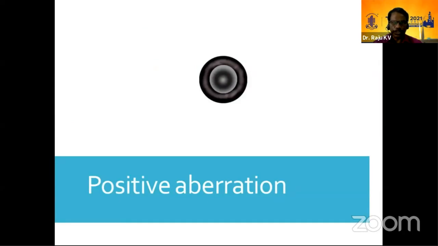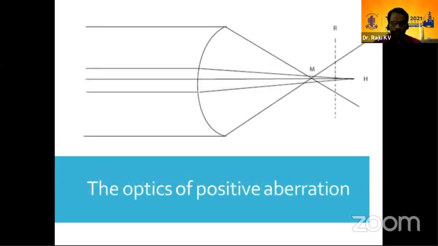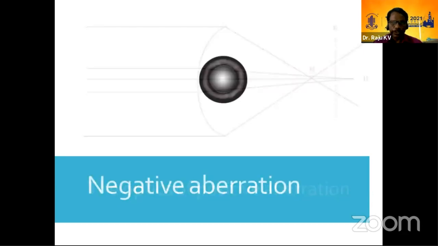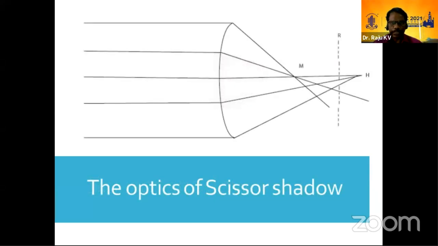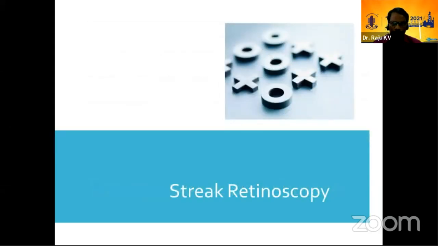This is what you get in positive aberration, where a dark light is seen in the center and at the periphery rim there is white, and it is not due to refractive error. It is due to some defect on the cornea, and we have to refer the patient for the corneal problem. Or it could be a negative aberration. White is seen in the center and dark at the periphery. And this is a scissor shadow, the optics of the scissor shadow: irregular refraction from different parts of the cornea.